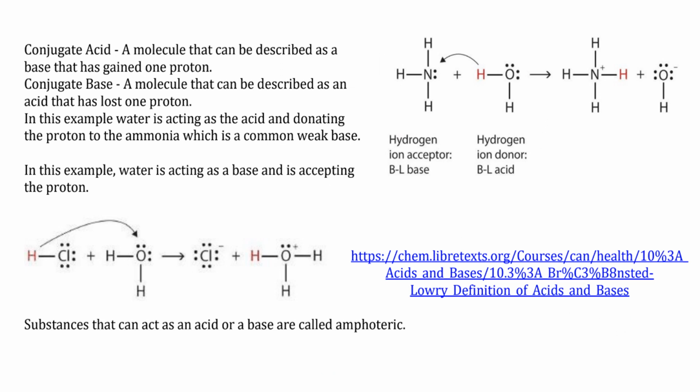A conjugate acid is a molecule that can be described as a base that has gained a proton. A conjugate base has lost a proton. In this example, we have water. It can act as a base or an acid, but for this one, it's acting as an acid and donating its proton to ammonia, which is considered a weak base. So water is acting as a Bronsted-Lowry acid, donating its hydrogen to the ammonia, and then it forms an ammonium ion and a hydroxide ion.